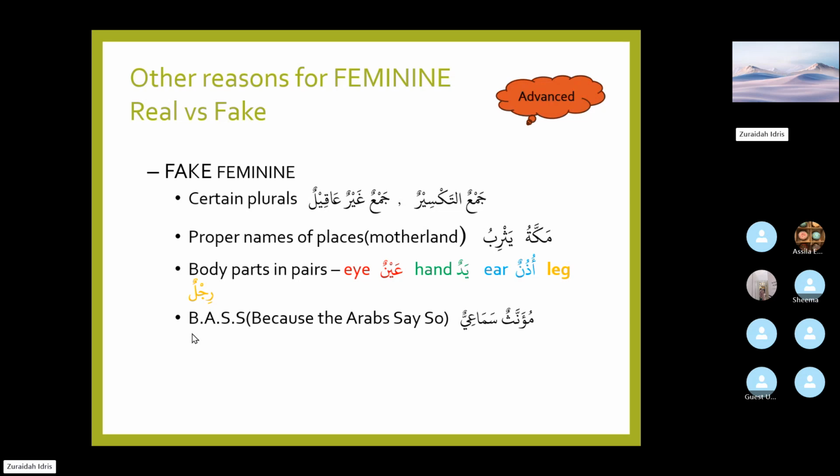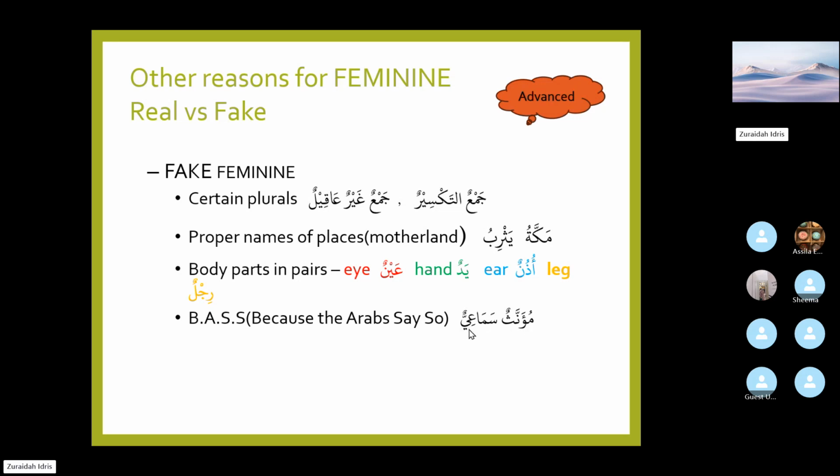Then the last one, which is usually the one that is the most difficult to gauge because there is no set pattern. Because this is what the Arabs said. This is feminine. We call it mu'annasun sama'iyun, meaning these are feminines that were heard to be a set.